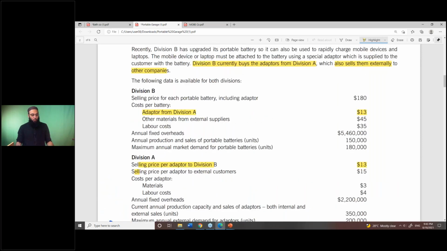Okay, now let's look at the information. I need to find out the units of transfer. Is B a seller or a buyer? Tell me. B is the buyer. Who is the seller? A is the seller. A is the seller. Right?